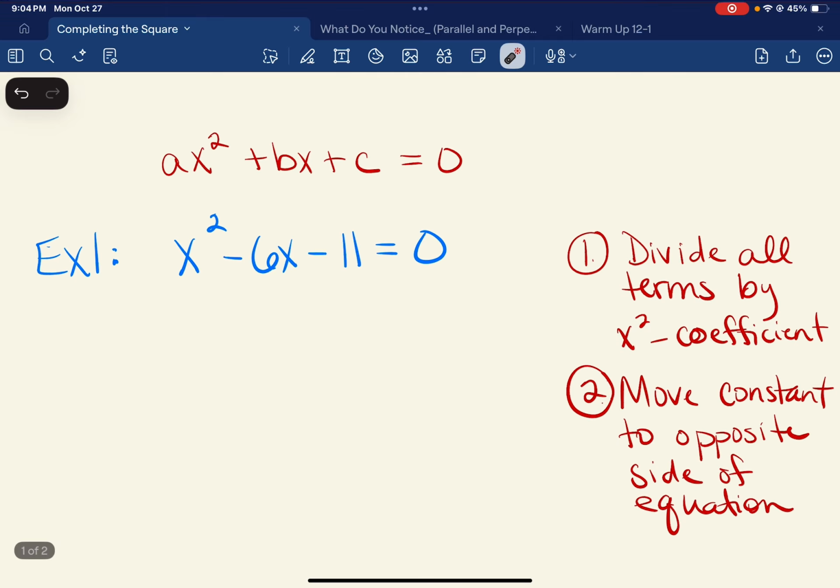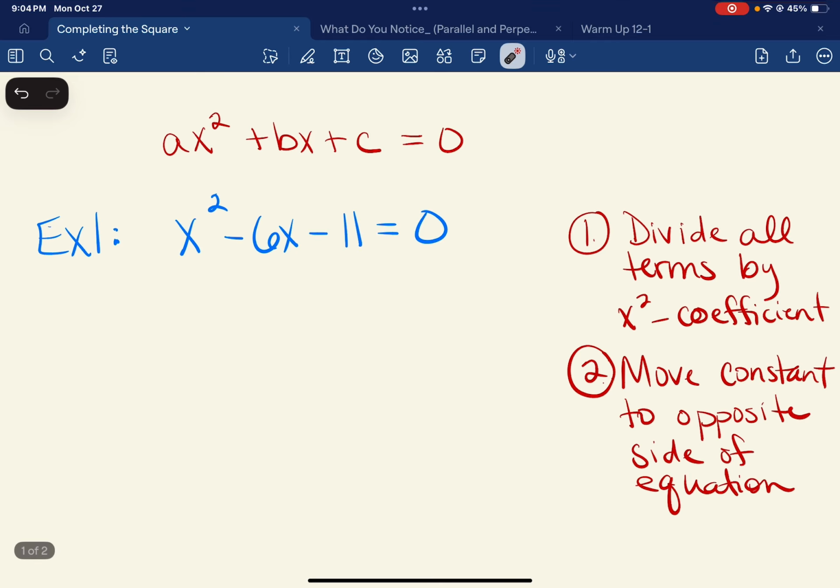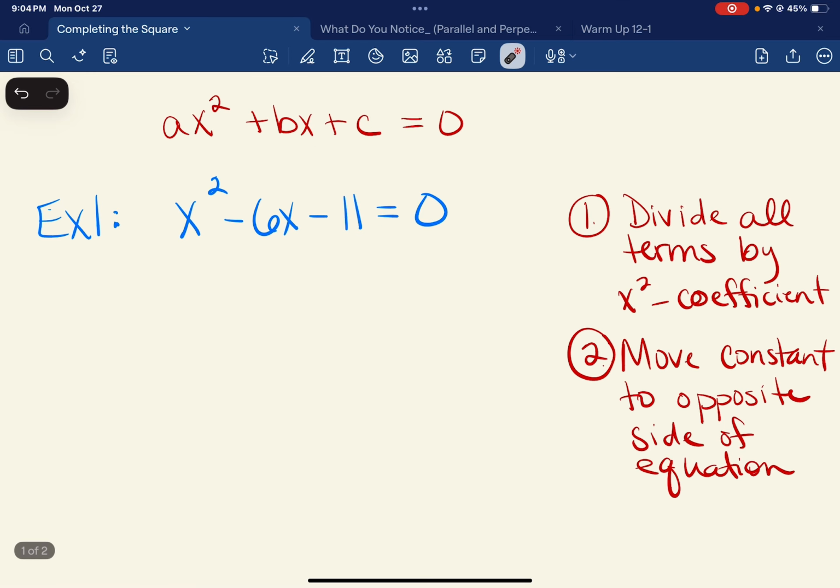If I have ax squared plus bx plus c equals 0, so we've got x squared minus 6x minus 11 equals 0. In this case, our a value is 1, our b value is negative 6, and our c value is negative 11. The first thing I want you to do is divide all of your terms by your a value, your x squared coefficient. But in this case, our a value is 1, so that doesn't change anything for us. So we can go ahead and move on to step 2.